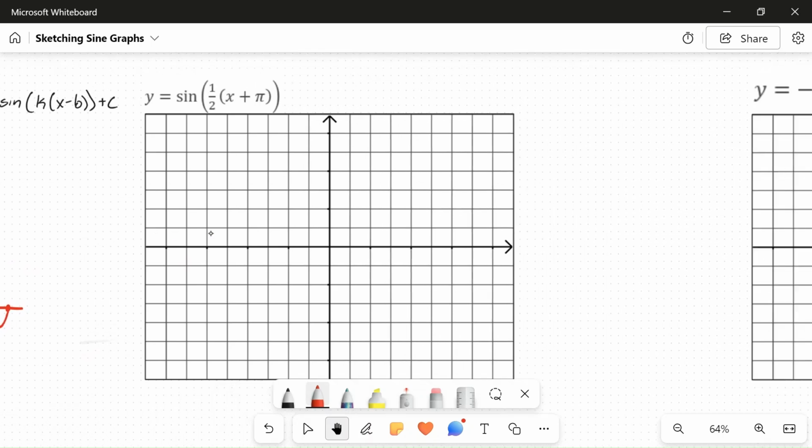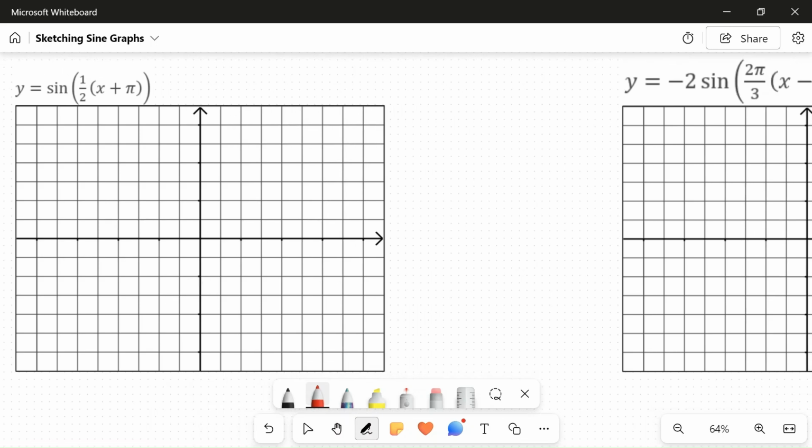All right, let's try another example using some different transformations. This time we have y equals the sine of 1/2 times the quantity x plus pi. Let's start out by listing our amplitude. There's nothing in front of the sine, so it's just a 1. This time the k value is 1/2. So it's not 1, and because it's not a 1, I want to figure out what that tells me about my period.